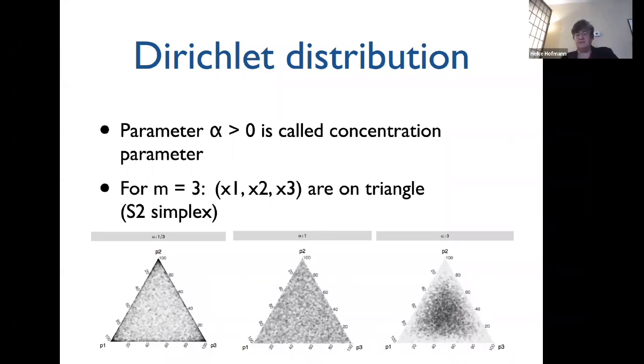If we increase alpha, we go into the center of that simplex. If we decrease alpha to a small value, we go more into the corners. So alpha is called the concentration parameter because it determines how concentrated the density distribution is. And we can go essentially from everywhere from the corners, all of the mass on the corners, to all of the mass in the middle of that triangle.